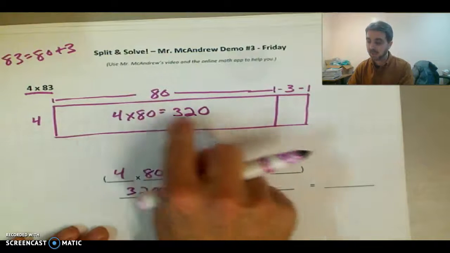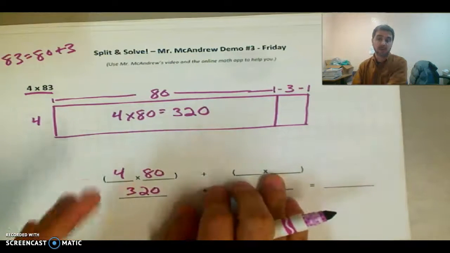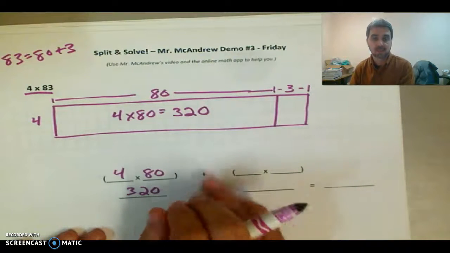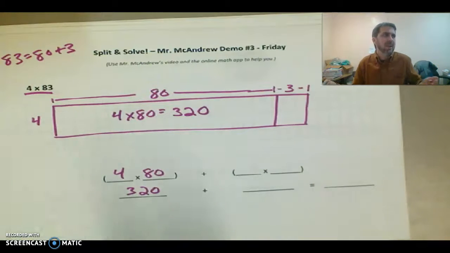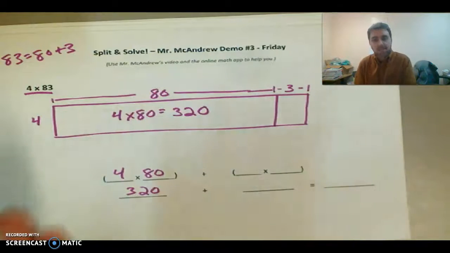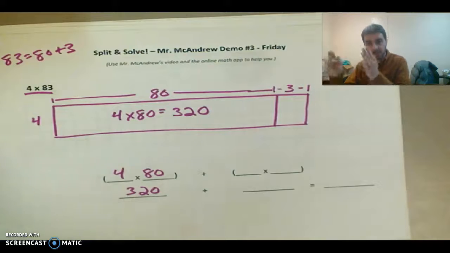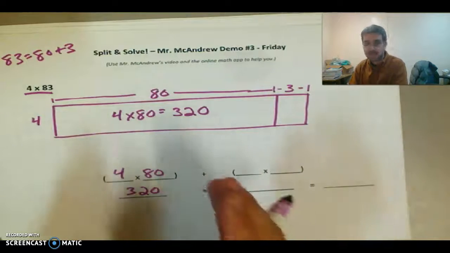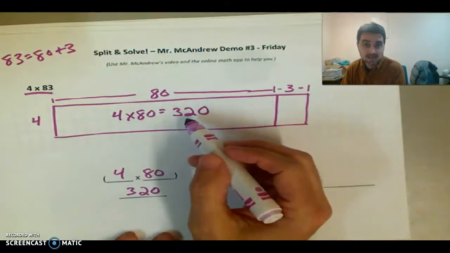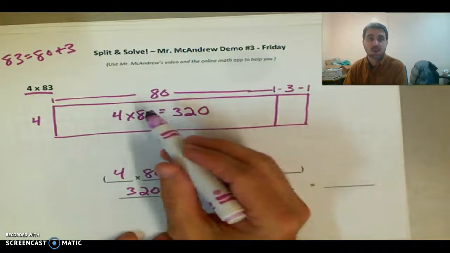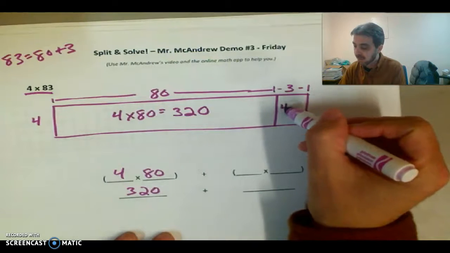That's what we were working on earlier this week. That's why we've been working on it, so you can do problems like this. So it's hard to do 4 times 83 in your head. You're like, well, I don't know what it is. But if we break up the 83 into 80 and 3, like, oh, well, I know what 4 times 80 is. It's 320. And I know what 4 times 3 is.